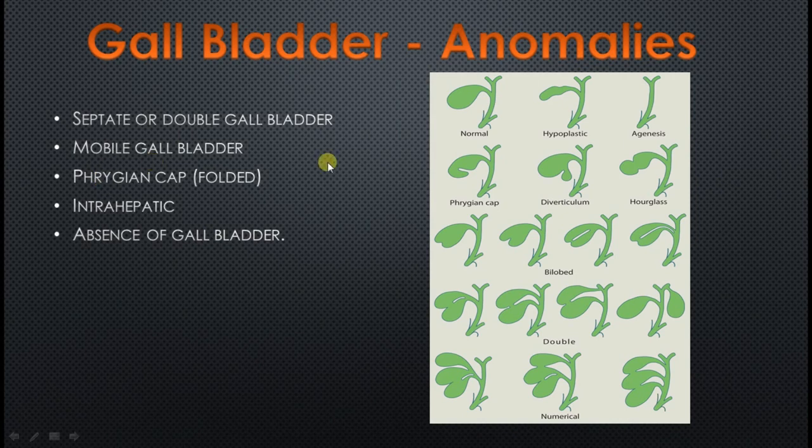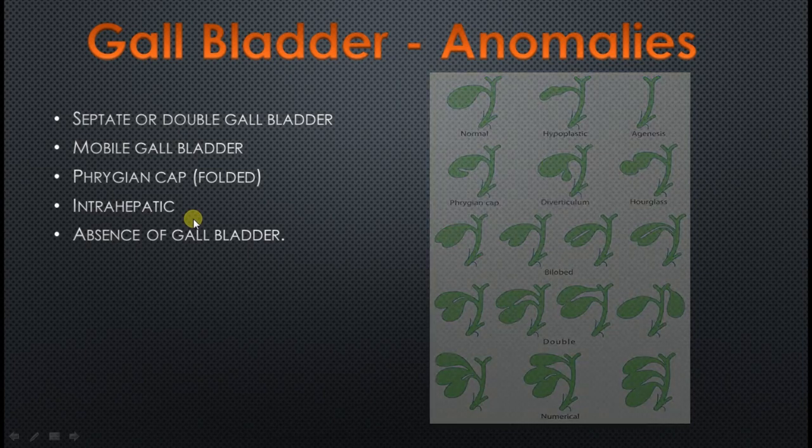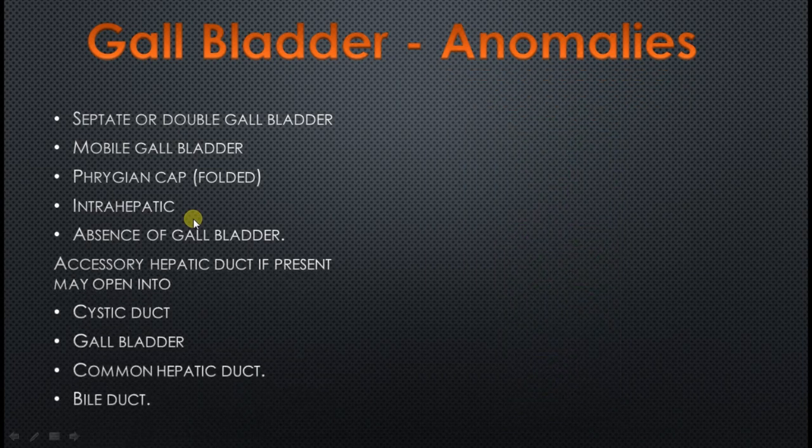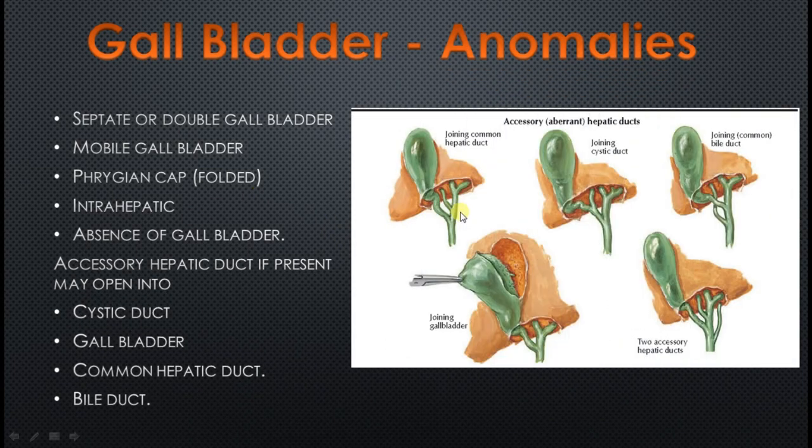Highly mobile gallbladder, that I told you, is sometimes suspended from the fossa for the gallbladder by a mesentery. Phrygian cap, what is this? An infolding of the wall of the gallbladder. Then intrahepatic, where it is very much adhered to the undersurface of the liver. Absence of gallbladder. Coming to the anomalies of accessory hepatic ducts.